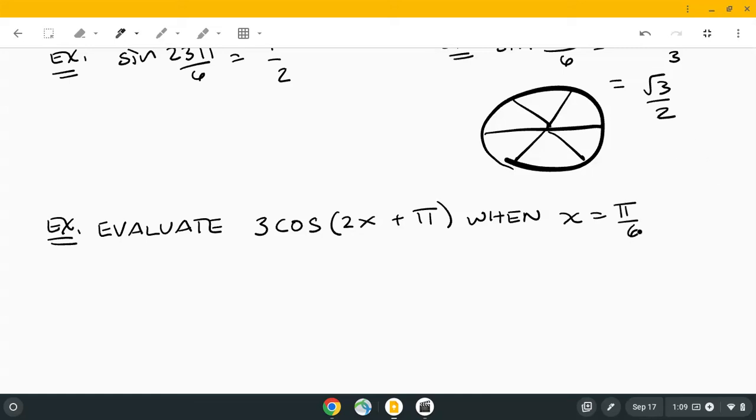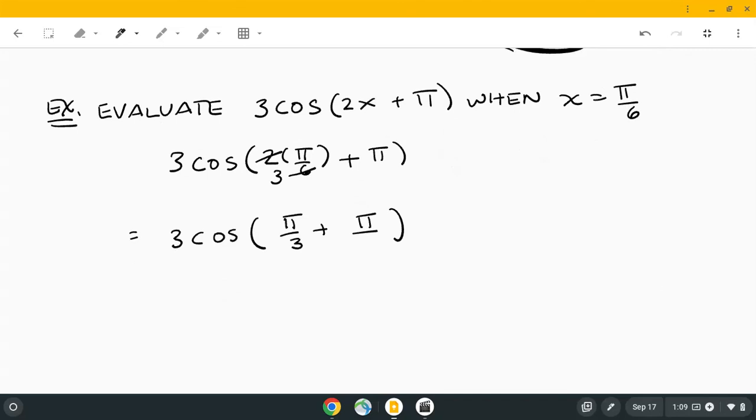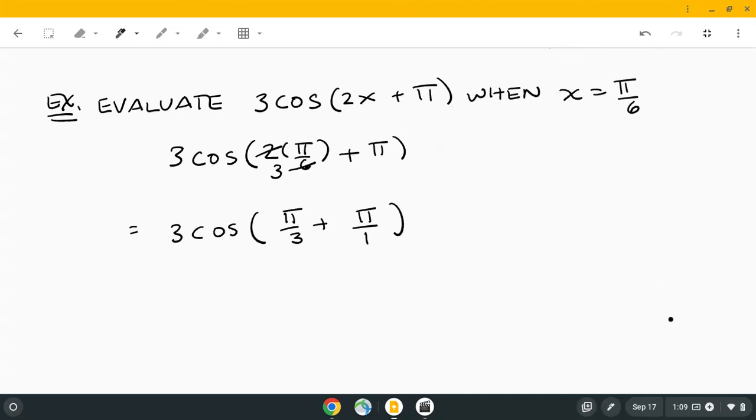So all you do is substitute this pi over 6 in here for x, okay? And then reduce everything, and it will look familiar to you. Okay, plus pi. Here, the 2 and the 6 cancel. So we have 3 in the denominator. Okay, so then now we have 3 cosine of pi over 3 plus pi. Okay, so now I have to add the fractions. Use your calculator if you're not very good at that.